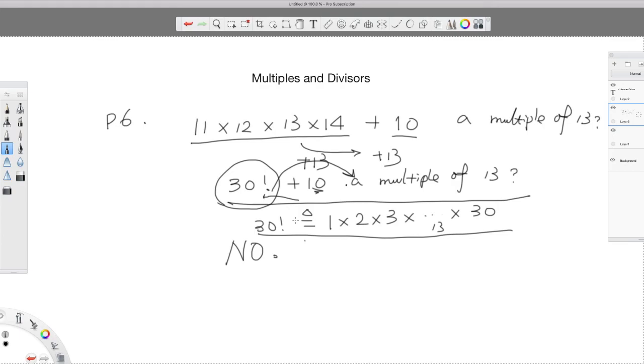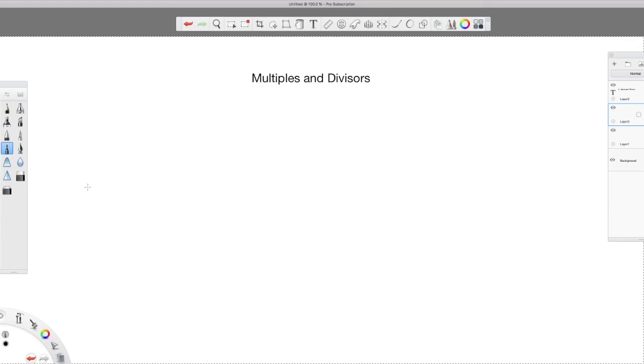Okay. So the other problems will be a review of the properties of what makes a number a multiple of 2, 3, 4, 5, 8, 9, and 11. All right. So we're going to pick a few problems. Let's pick problem 8. Yes, problem 8.